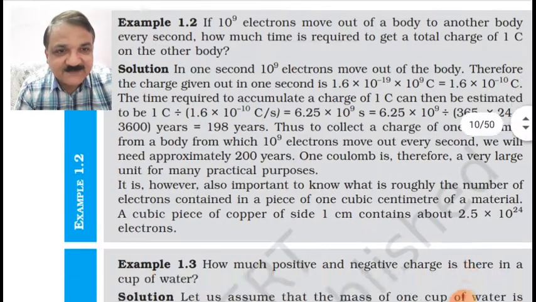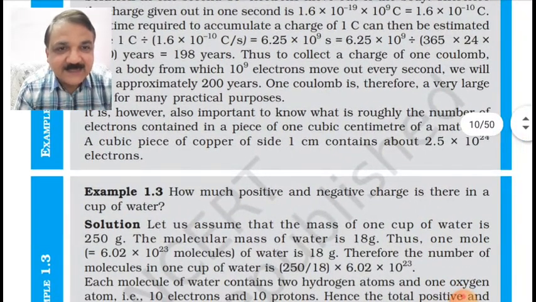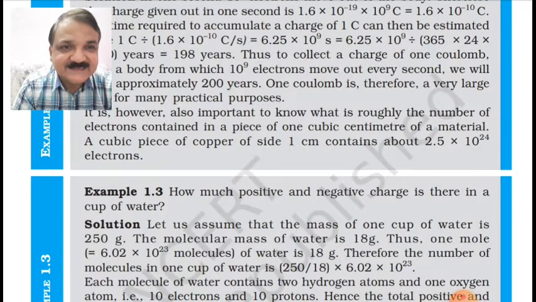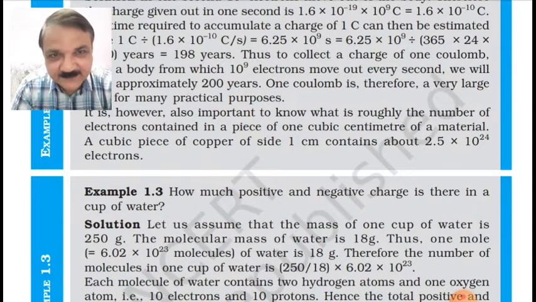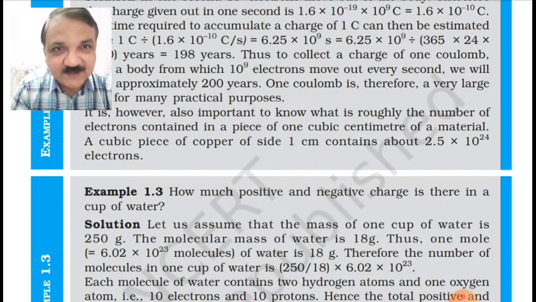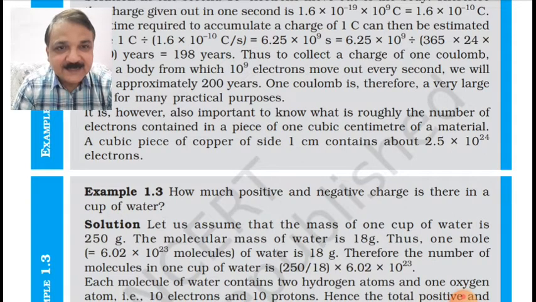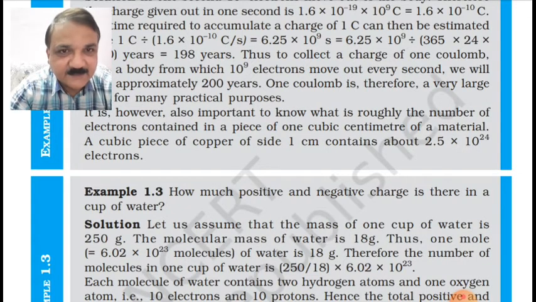Example 1.3 is also a very good example of how much positive and negative charge there is in a cup of water. We always use a cup for taking tea, milk, etc., and also water. But here it has been explained how many electrons there are in a cup of water.